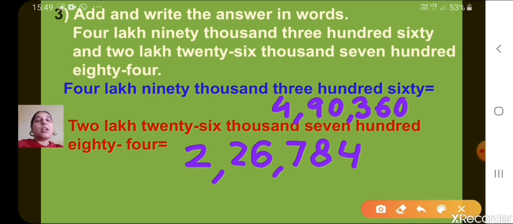Now because you have to add and you have to write the answer in words, first we have to find out their sum, isn't it? We have to add them to find their sum, and then we have to write the sum obtained in words. Let's see how to do that. So the first addend is 4,90,360 and the second one is 2,26,784. So let's add them.